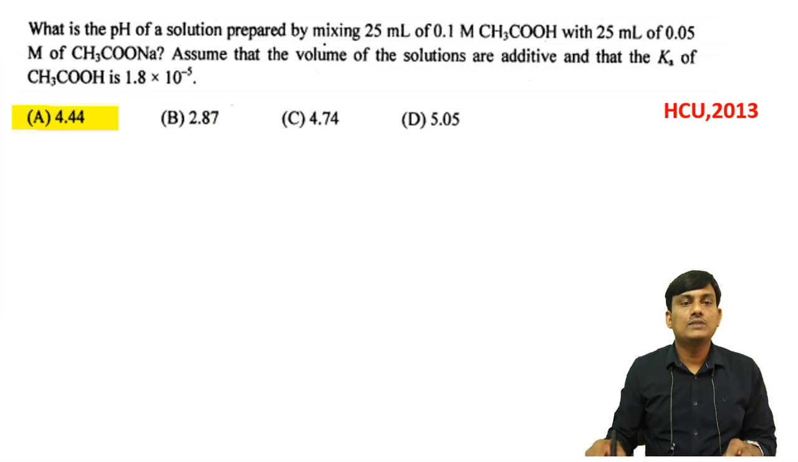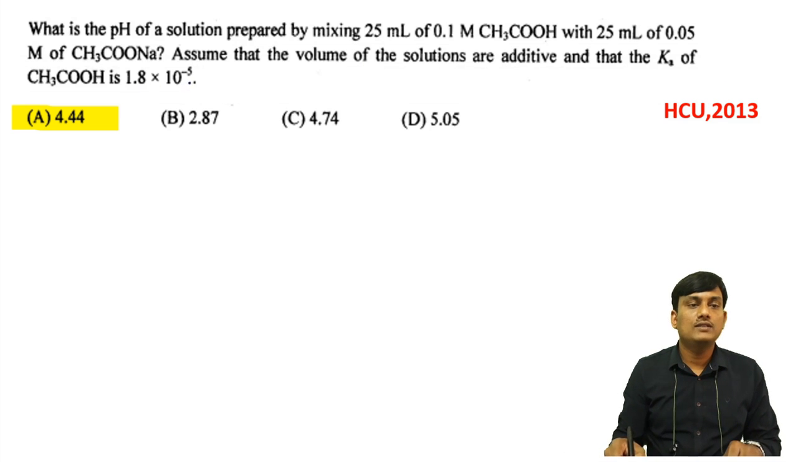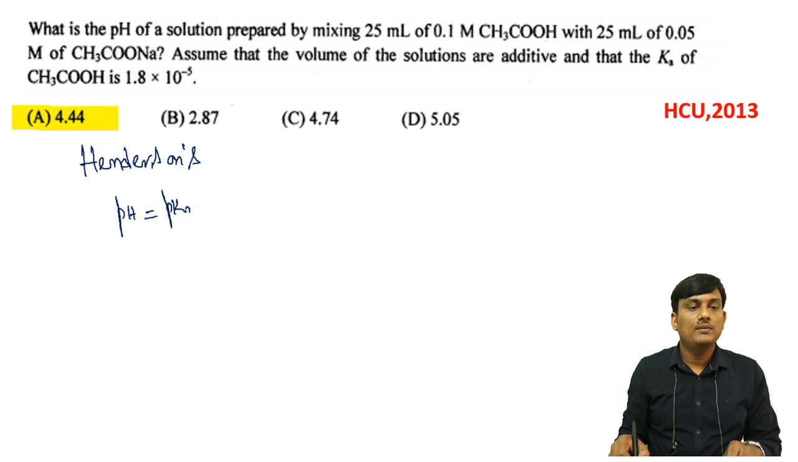What is the pH of a solution prepared by mixing 25 ml of 0.1 molar CH3COOH with 25 ml of 0.05 molar CH3COONa? Assume that the volumes of the solutions are additive and that the Ka of CH3COOH is 1.8 into 10 to the power of minus 5. According to the Henderson-Hasselbalch equation, pH is equal to pKa plus log concentration of salt A minus by concentration of weak acid HA.